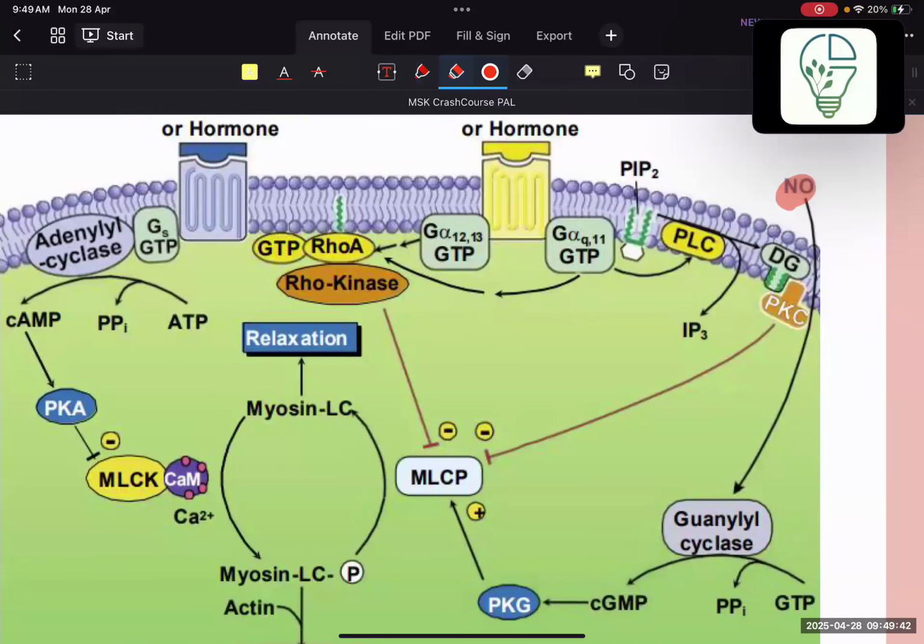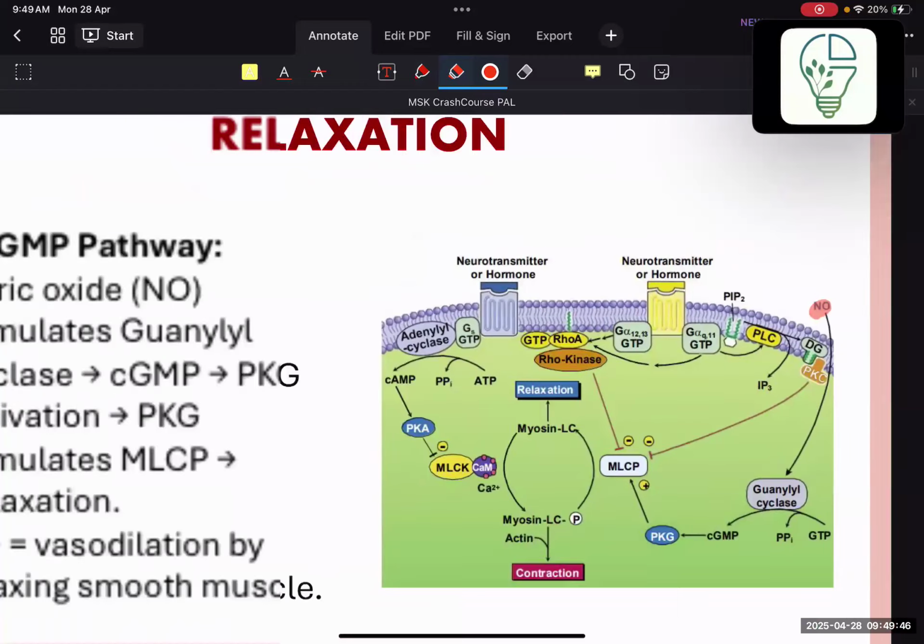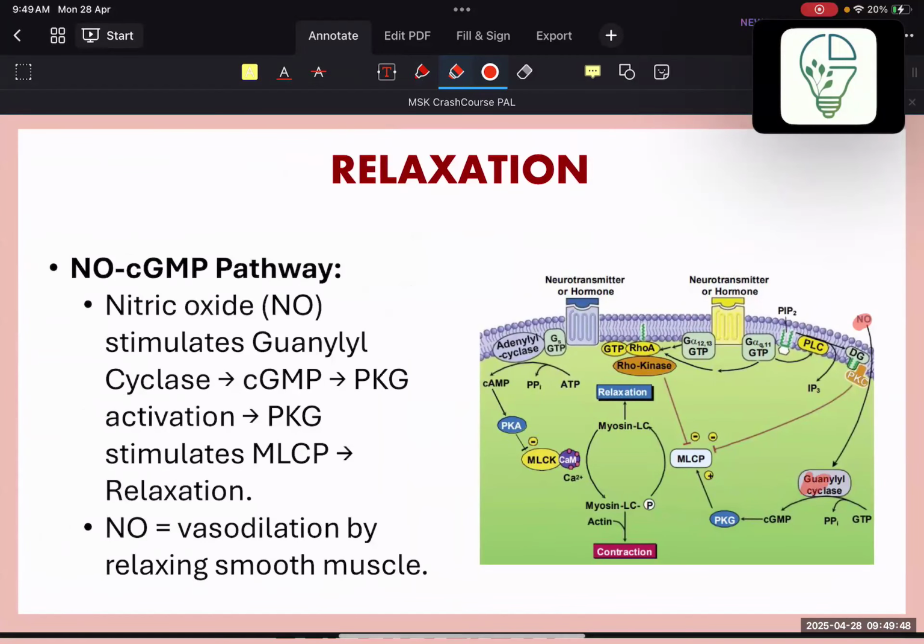Nitric oxide is going to go inside the cell through its receptor, and this is going to stimulate guanylyl cyclase. What this will cause is an increase in the levels of cGMP. Because of increased levels of cGMP, you're going to activate protein kinase G, and this will increase the activity of MLCP. Because you're increasing the activity of MLCP directly, what's going to happen? You're going to decrease MLCK, and you're favoring relaxation.